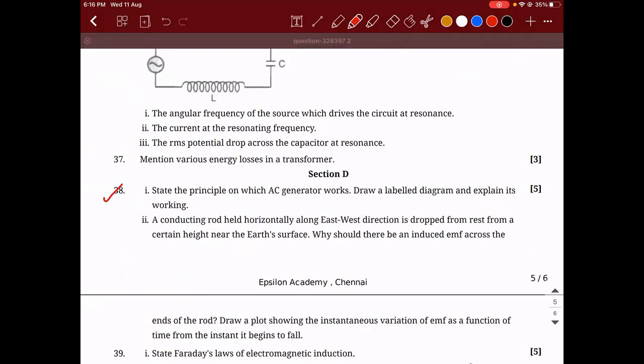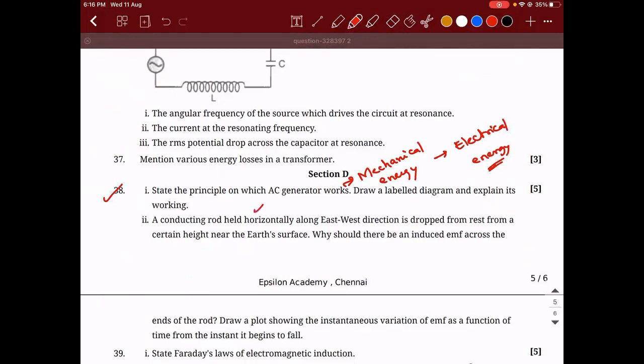State the principle on which an AC generator works. Mechanical energy is converted to electrical energy. Yes, electrical energy. Draw a labelled diagram. It's working. All these things you know.